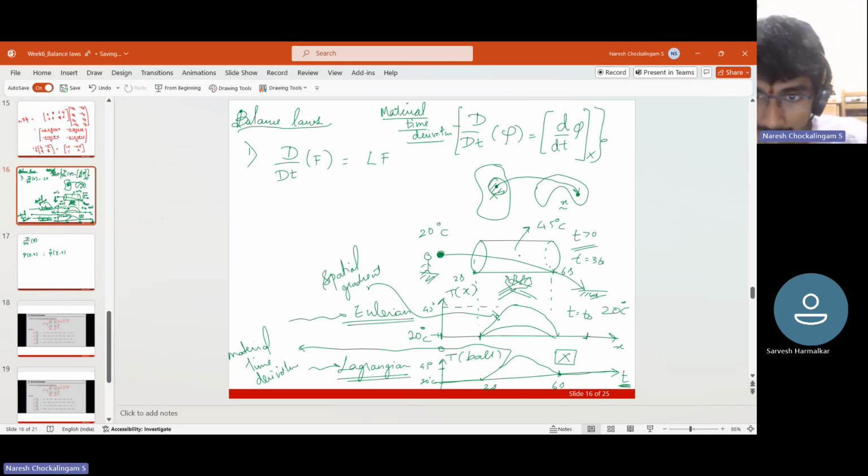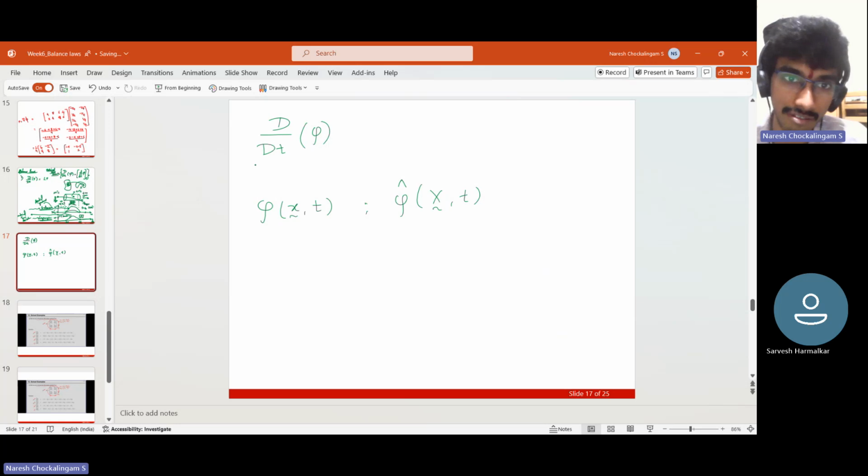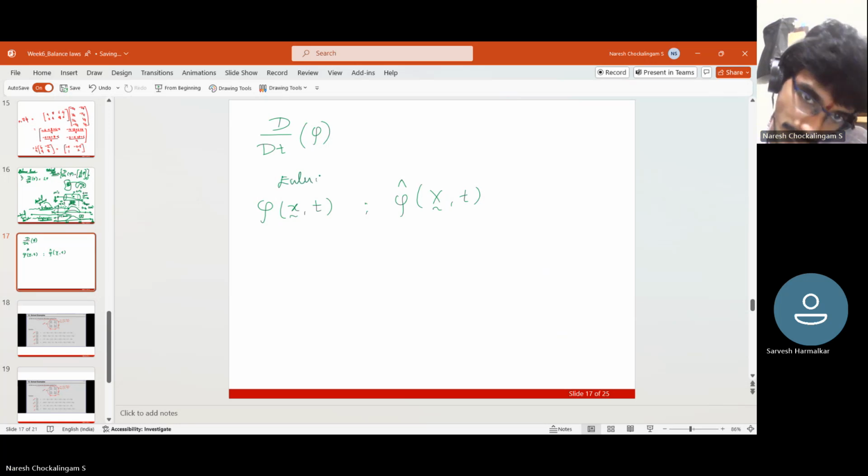Now you just take a fixed point in the space and you have a stream of particles passing through that point. The ball can pass, the air can pass, whatever particle is passing through that point, record the temperature of that particle as T. So that is the spatial description. So this is the Eulerian, and the other is the Lagrangian.